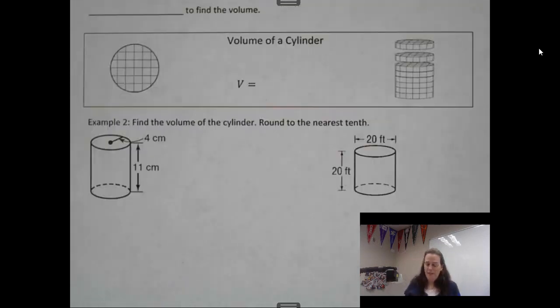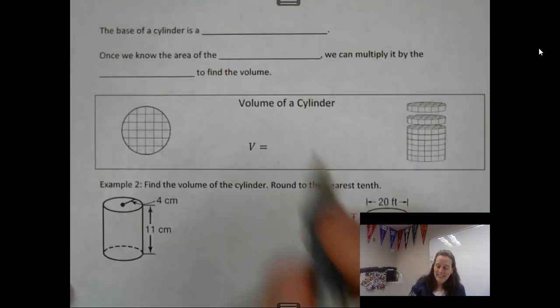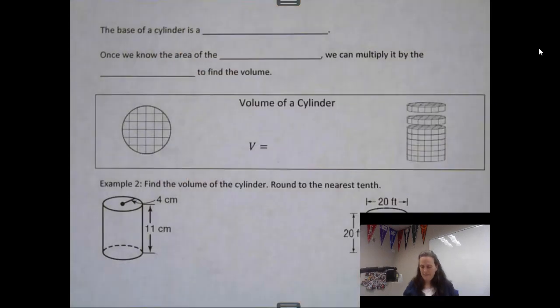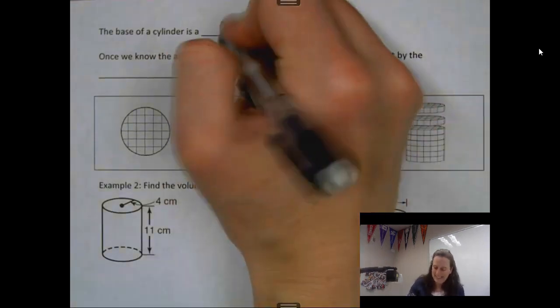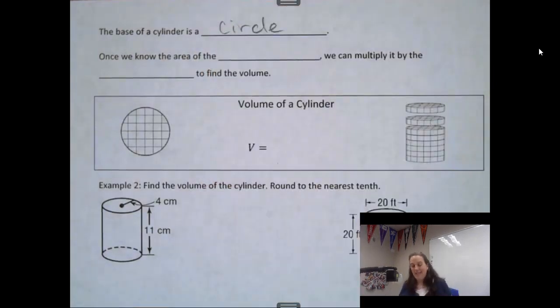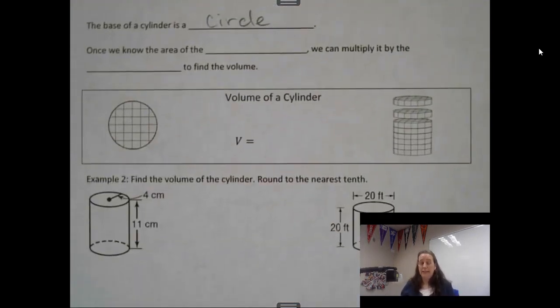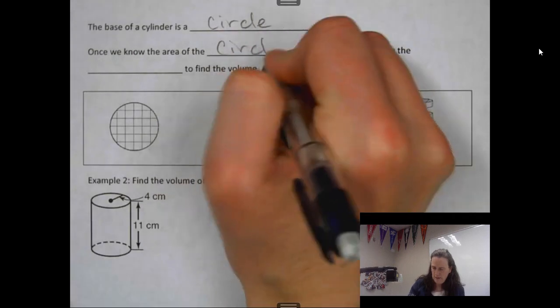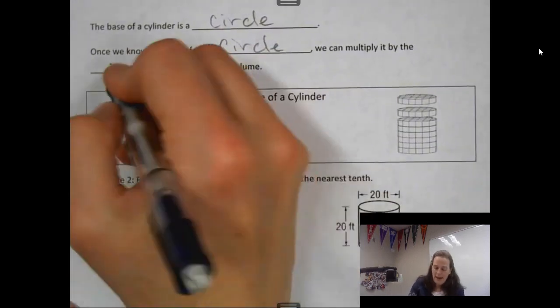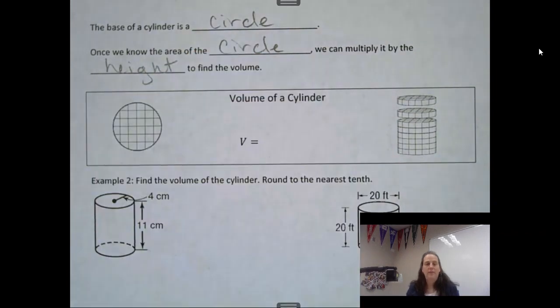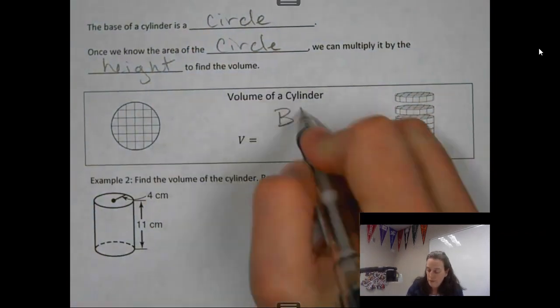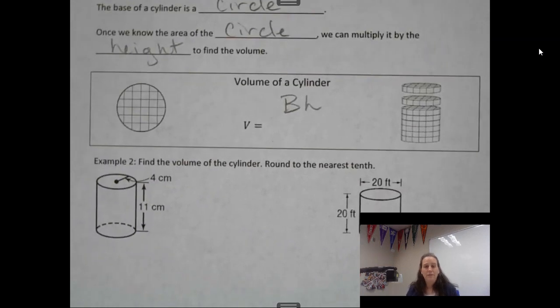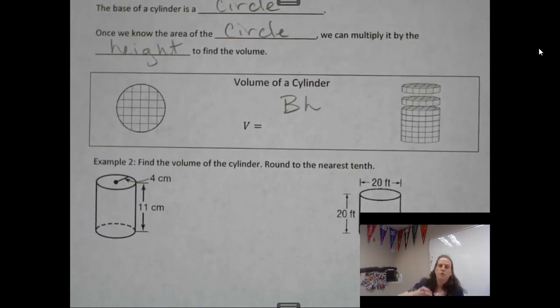On the back, the volume of a cylinder. The base of a cylinder is a circle. Like the prism, except the prisms we were looking at all had polygons for the bases. Cylinder has a circle for the base. So a little bit different. Once we know the area of the circle, we multiply it by the height to find the volume. So it's really the exact same formula that we just did. If you know the area of the base, then you multiply that by the height.